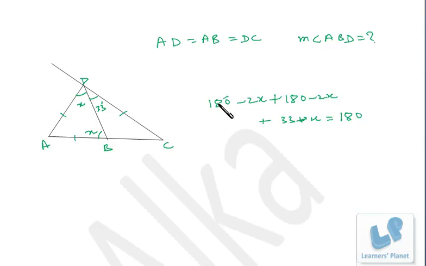That can be easily done now. Only x is the variable with us, so that can be solved very easily. 180 plus 33 is equal to minus 4x plus x, so that's 3x. That means x is equal to 71 degrees, right?